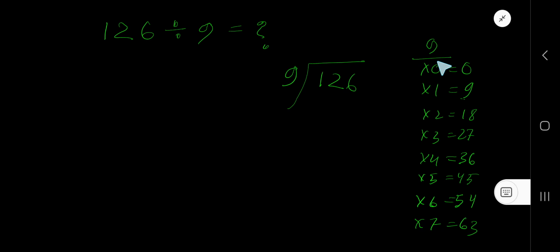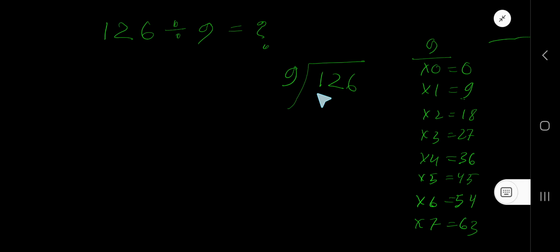To find out the multiplication table of 9 easily, just add 9 with the previous step. 0 plus 9, 9. 9 plus 9, 18. 18 plus 9, 27. 27 plus 9, 36.